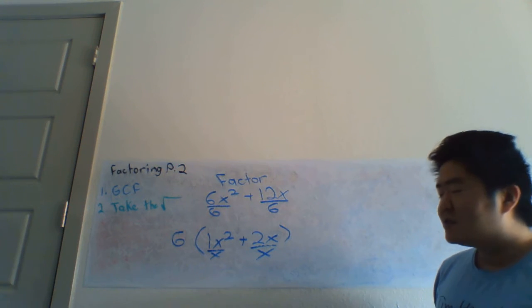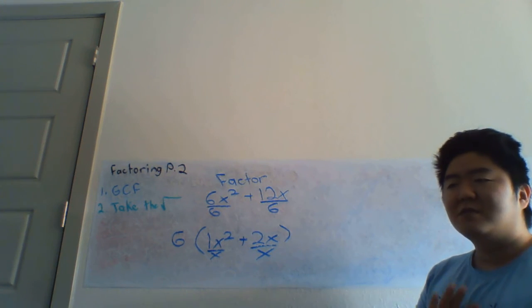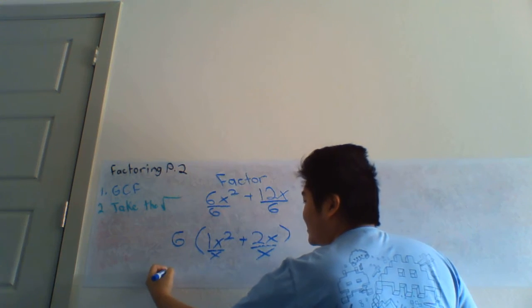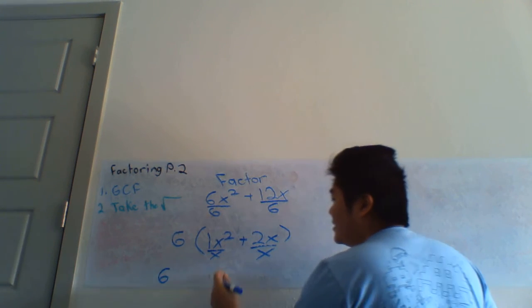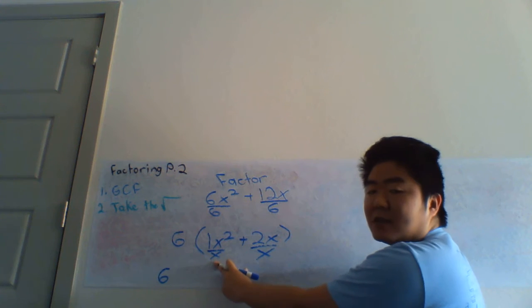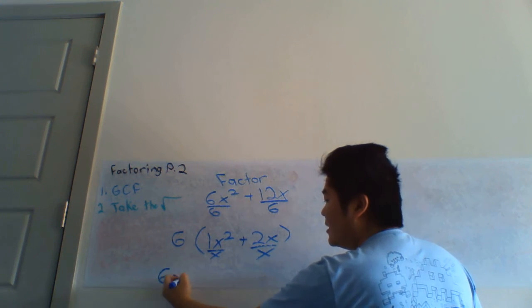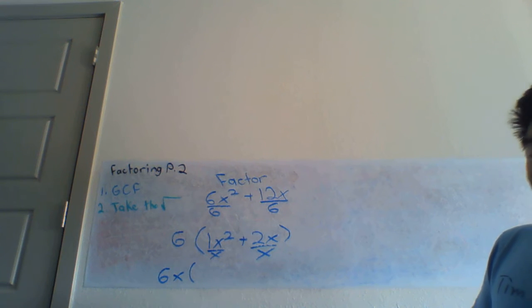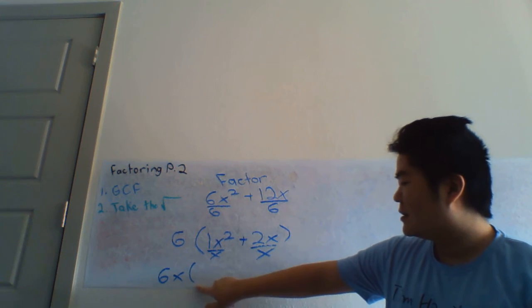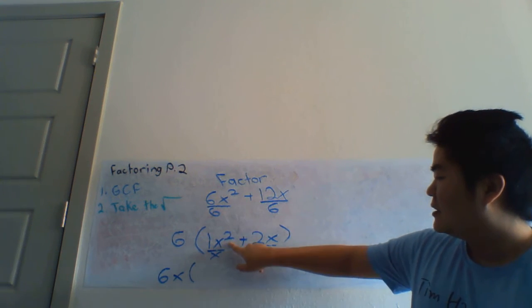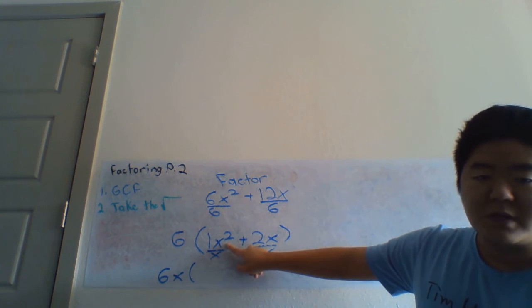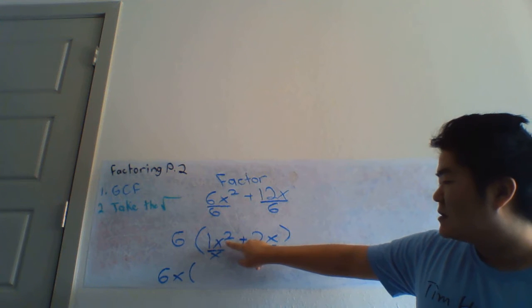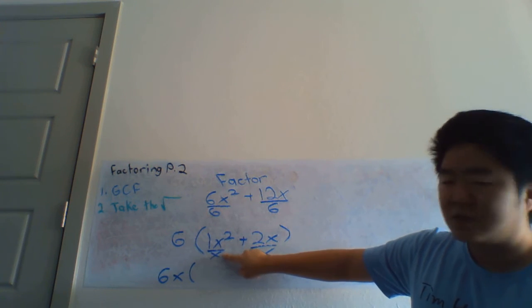Alright, and just because they're letters, just because they're variables, you don't have to panic, you'll be fine. Alright, so I'm going to keep this 6 outside, but now since I took an x out of both of them, I'm also going to include that x on the outside. So I've got 6x on the outside of the parentheses. Then I have two x's here, right? X squared divided by x. That means I'm really doing 2 minus 1.